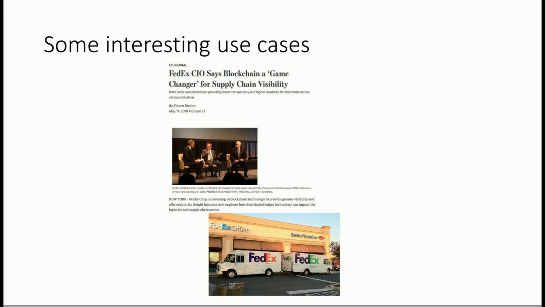FedEx is heavily invested in blockchain. You can see here they're calling it a game changer for managing their supply chain. And the reason FedEx is so interested in blockchain has everything to do with these two trucks that you see in the image on the bottom of my slide. On the right, you see the truck with the purple and green FedEx Ground logo. And on the left, you see the truck with the classic FedEx purple and orange logo.